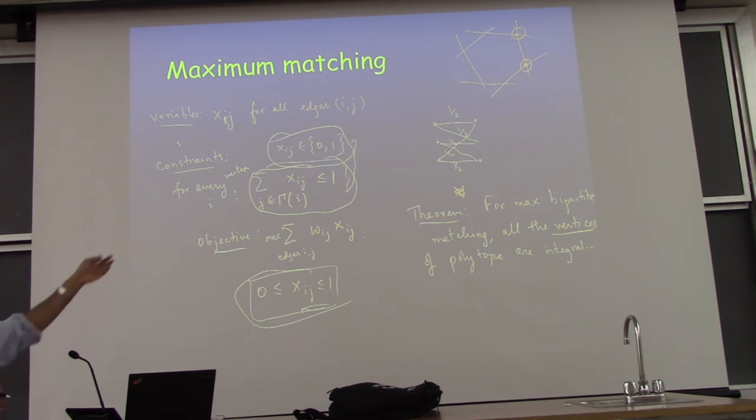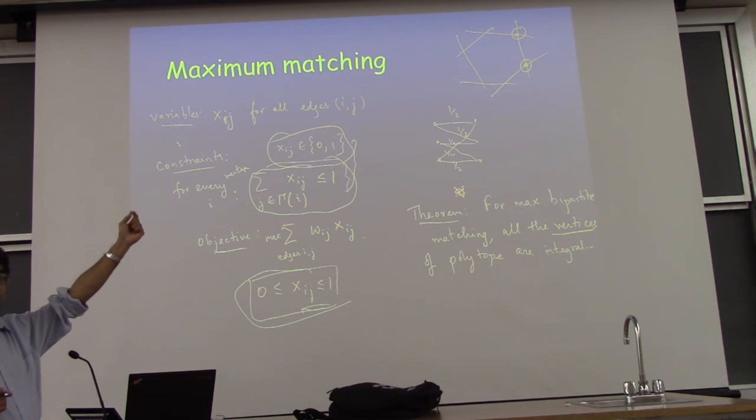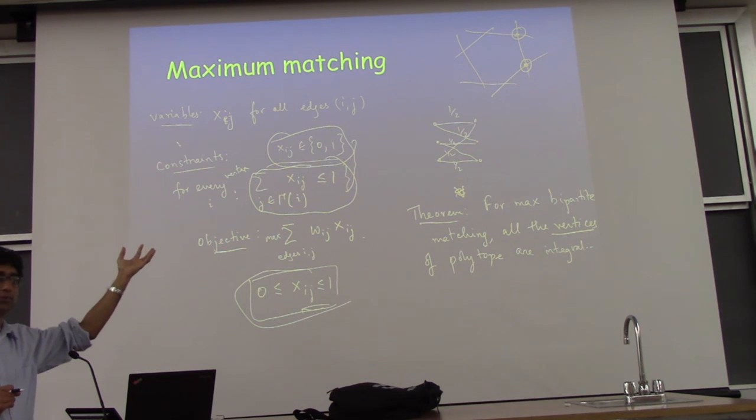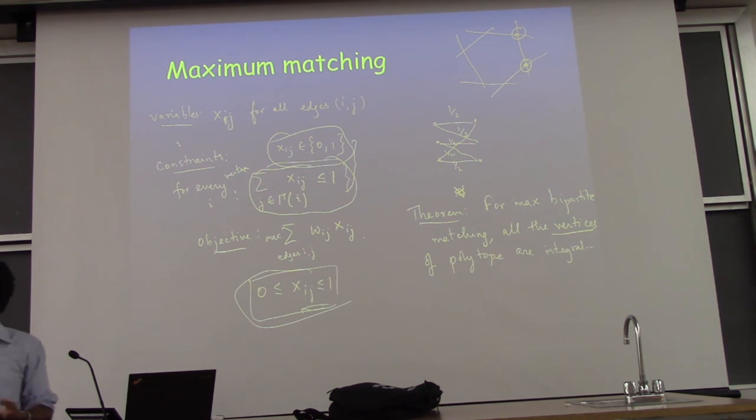So this is why when you solve it, you actually end up getting a corner point which is actually an integer point. So we won't prove this theorem, but this is a very special theorem in the sense that it is not true for many problems. It happens to be true for maximum matching.